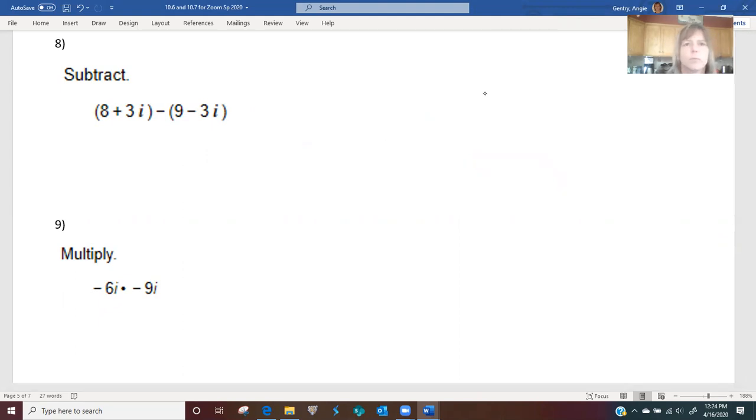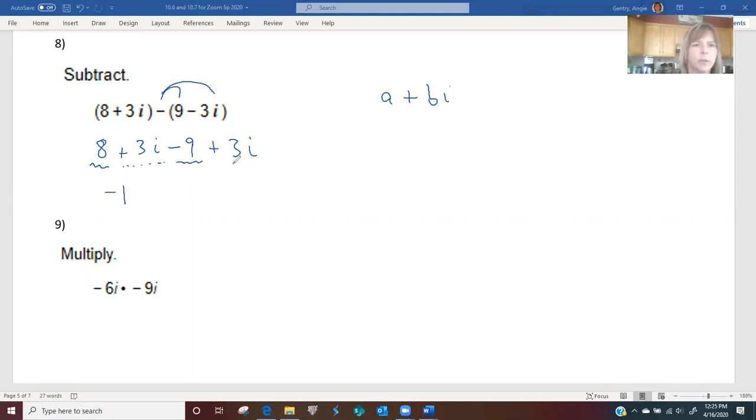So if you're subtracting, remember this, just like in the olden days when we did chapter 5, polynomials, this is the same. Negative 1 times 9 is negative 9. Negative times negative is positive. Then you combine like terms. So you need to have it in a plus bi, so your constants have to lead. So 8 minus 9 is negative 1. And then you have 3 apples plus 3 apples is 6 apples.